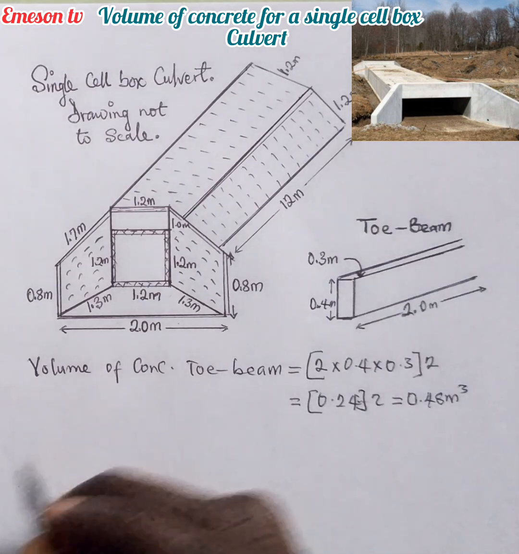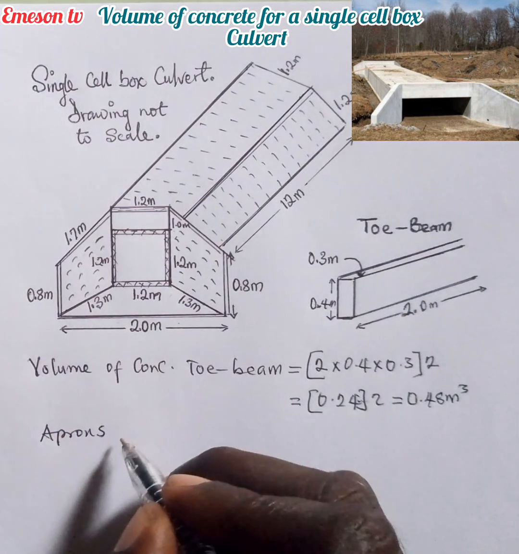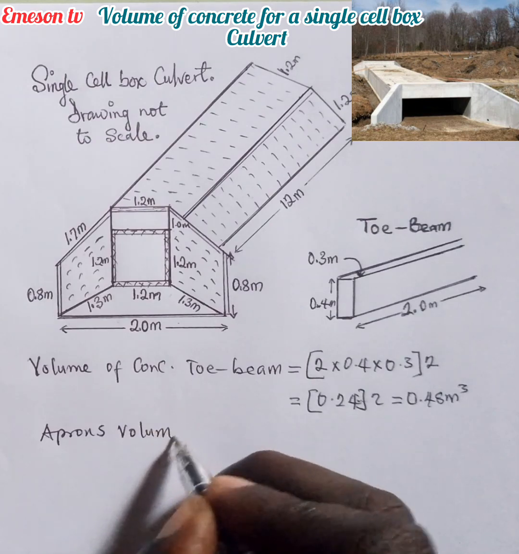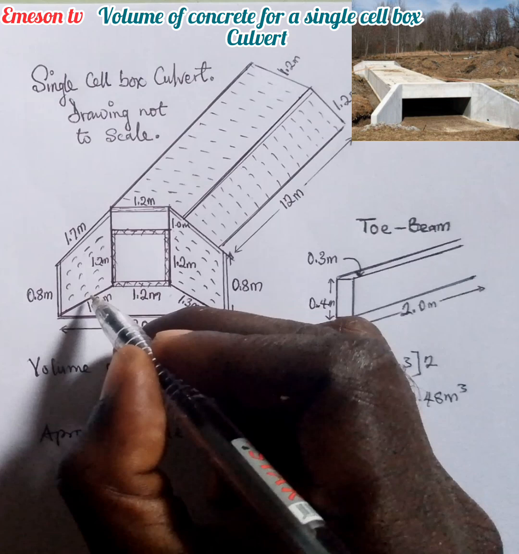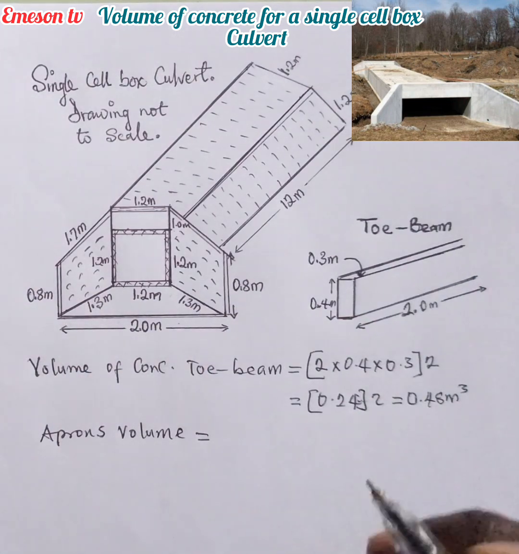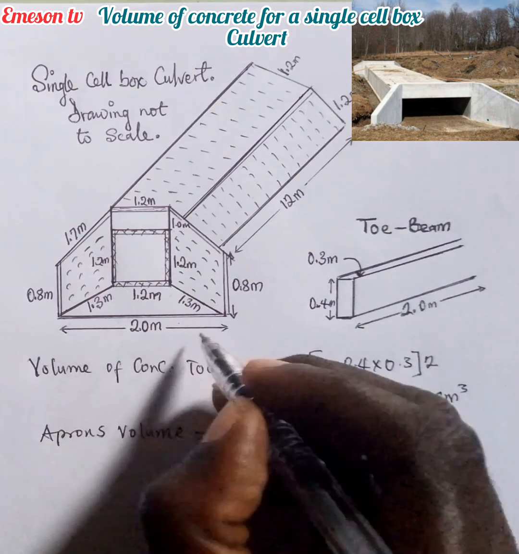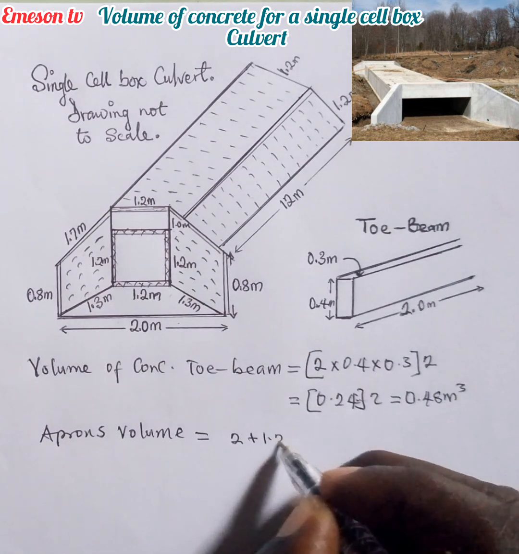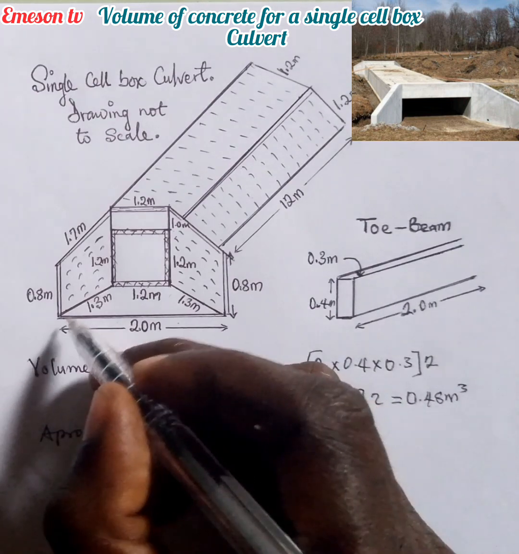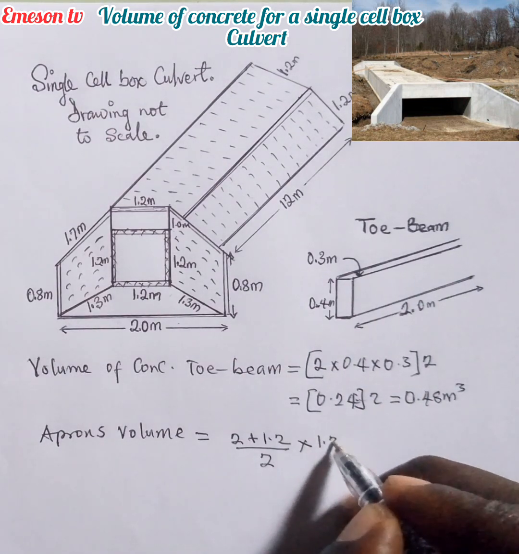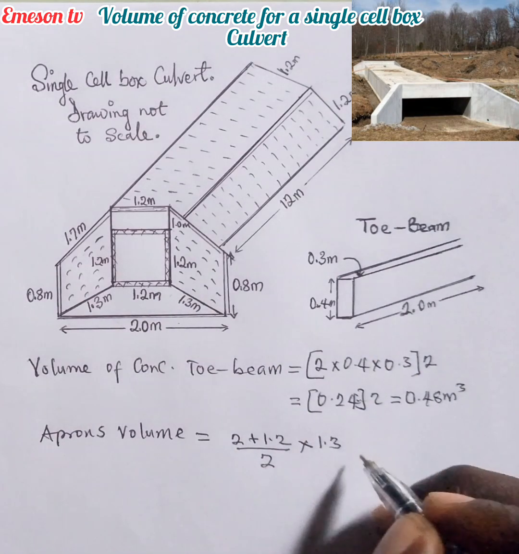So let's proceed to the aprons. The apron volume will be equal to, the aprons are this inlet, this shape. So we have 2 plus 1.2 over 2, multiplying this 1.3. I'm taking the average of this and this to multiply this.